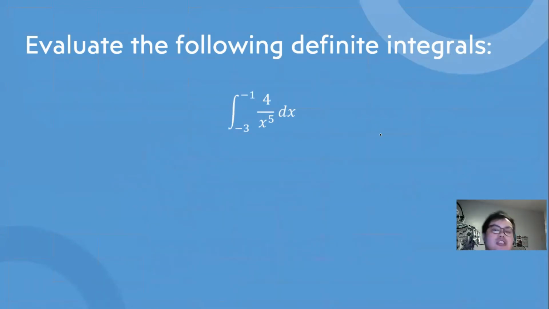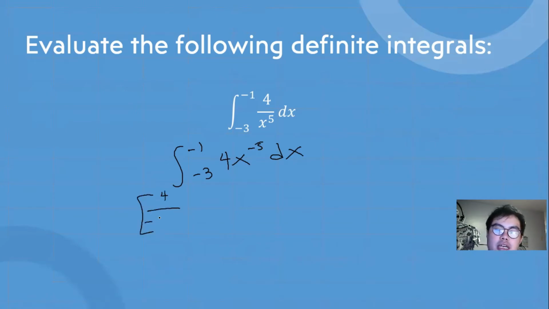Okay, so how about this one po? 4 over x raised to the power of 5. So we're going to change it into negative exponent so we can be able to perform the integration process. So it will become 4 x raised to the power of negative 5 dx. So what we are going to do is find the antiderivative. Okay, so it will become 4, then negative 5 plus 1, x, negative 5 plus 1, then negative 1, then negative 3. So magsisimplify na po tayo.